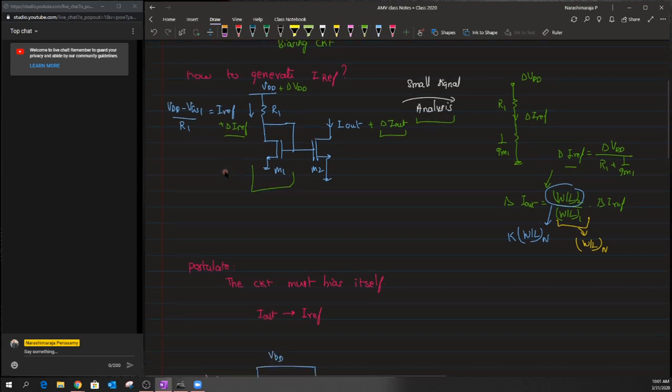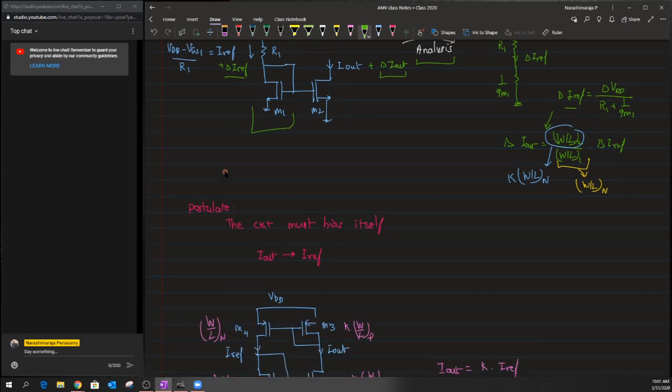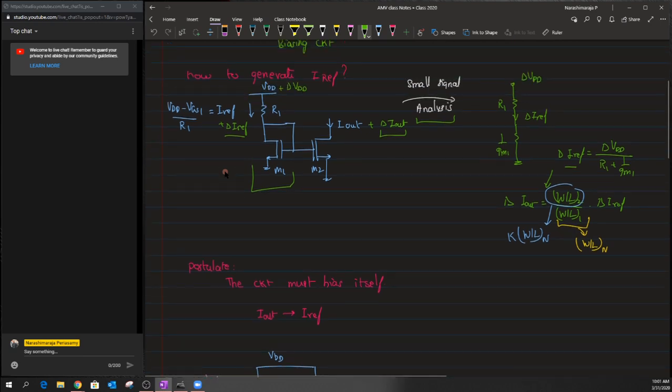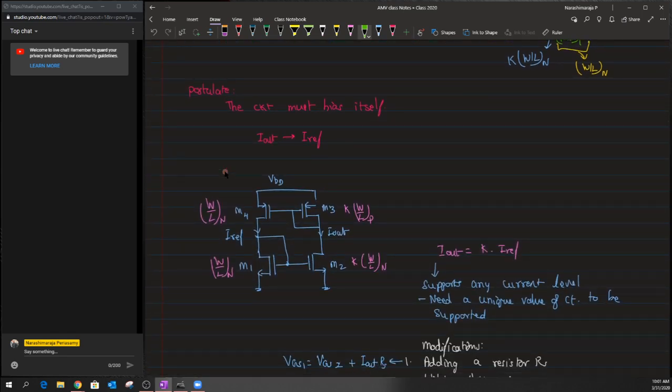So we want to eliminate this dependency of delta I reference as well as delta I out on the supply. In order to do so, we postulated a kind of structure for this combination of R1 and M1. We want the current flowing through the circuit to be generated, or basically we want this I reference to be generated out of the I out itself. We want the circuit to bias by itself.